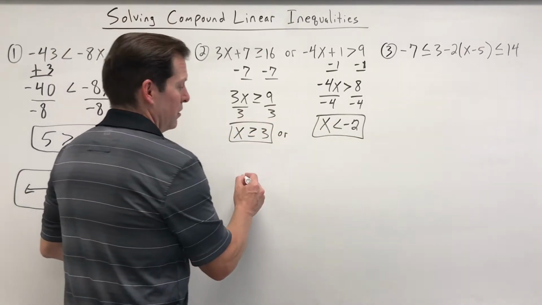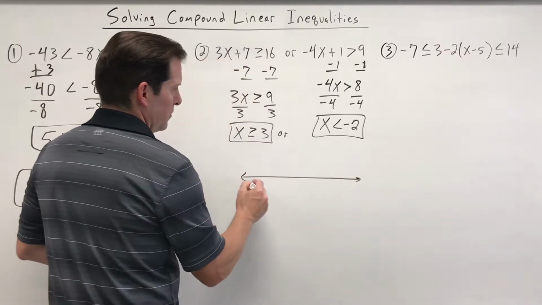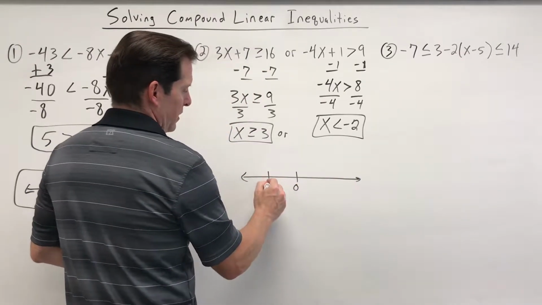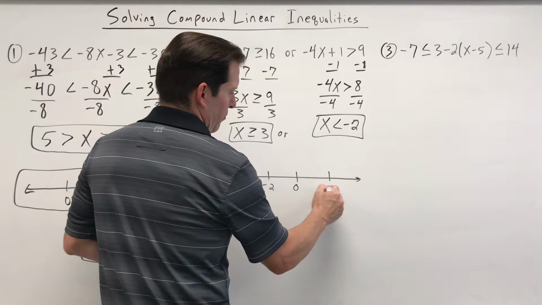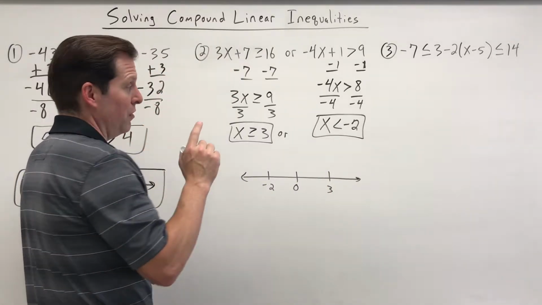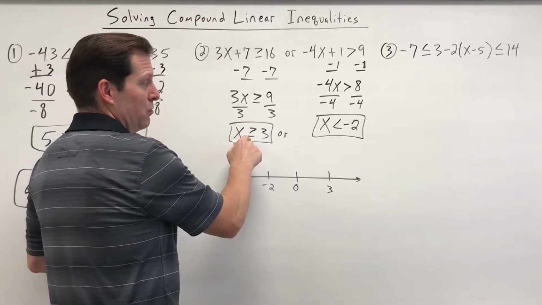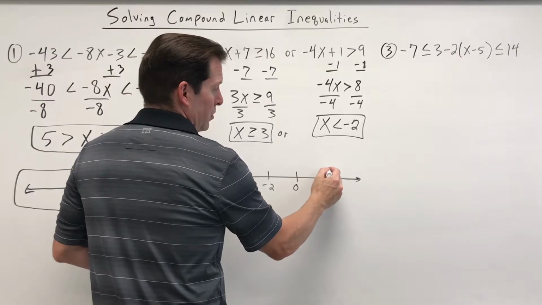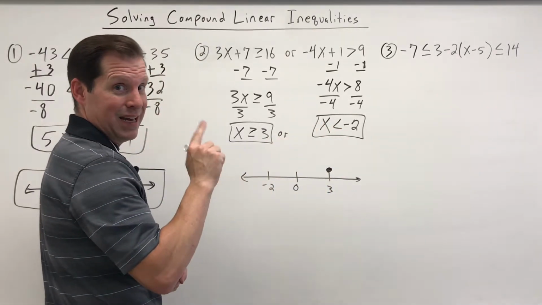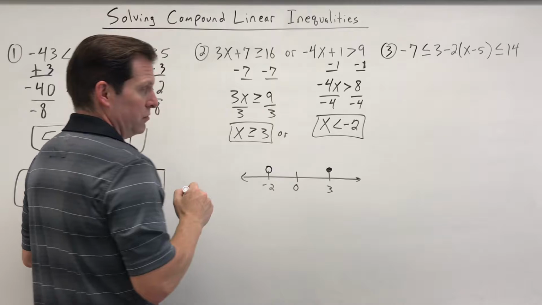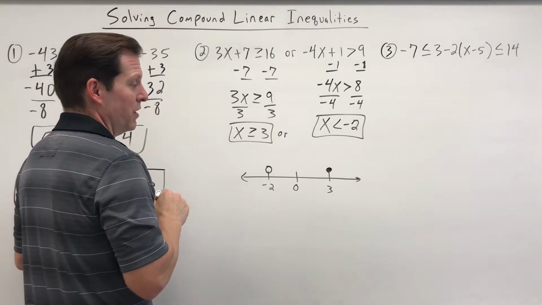So if I were to put that on a number line, I put my 0 here, my negative 2 here, and my 3 here. Also be careful with your inequality symbols. This is greater than or equal to, so that's going to be a closed circle. But this is just a less than, not equal to, so it's going to be an open circle. Students usually make that mistake as well.